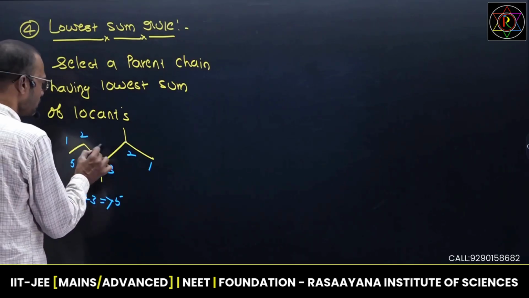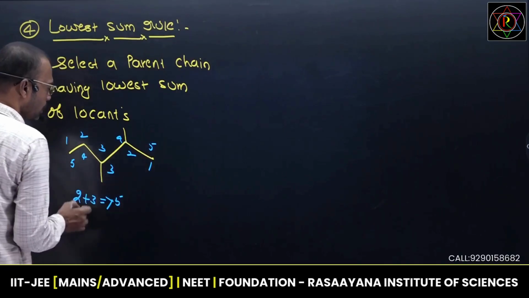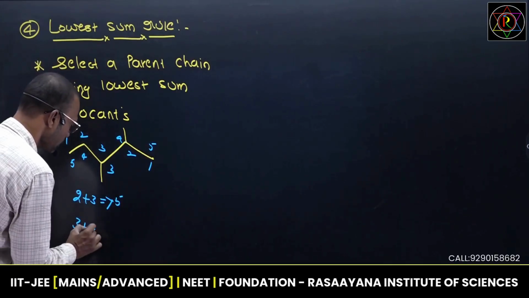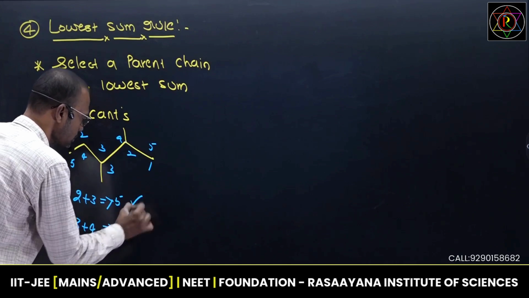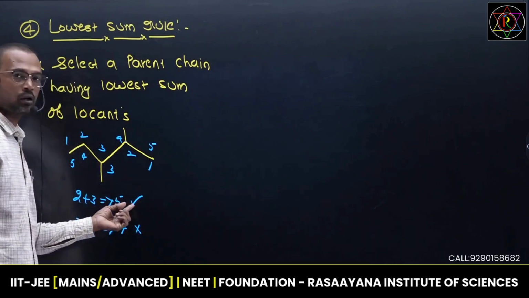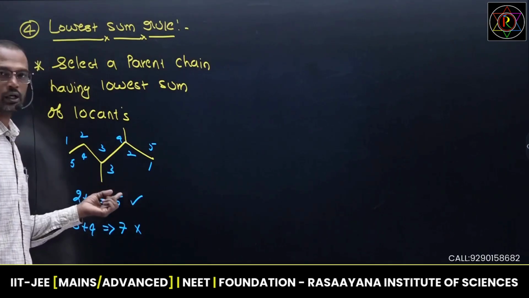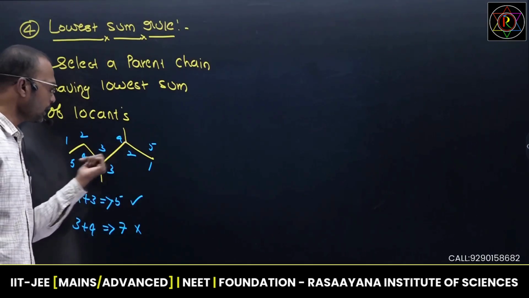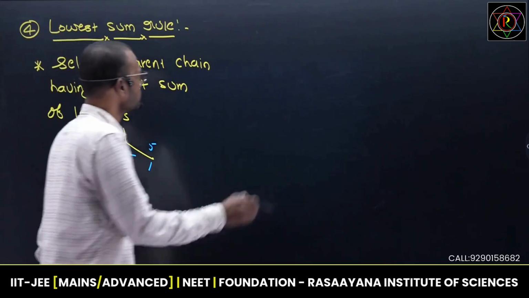If I select from here 1, 2, 3, 4, 5, now see, 3 and 4 you will get. 3 plus 4 you will get, that is 7. So this is correct and this is wrong. Always select the numbering which should be lower. Only that direction is correct. So I can say 2,3-dimethylpentane. That is an example. Okay.